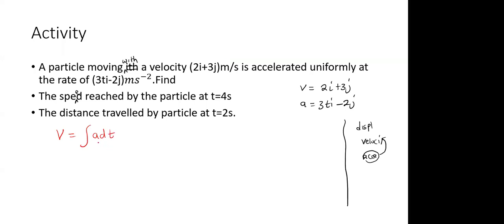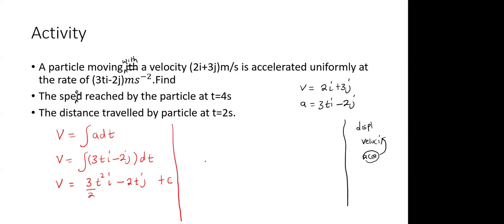Now I'm going to go on and obtain my velocity. So velocity will equal the integral of 3ti minus 2j, all times dt. From that point, you start integrating. Remember, you have t, you integrate it. So we shall have 3t squared over 2 i minus 2t j, then plus a constant, and this is equal to our velocity.